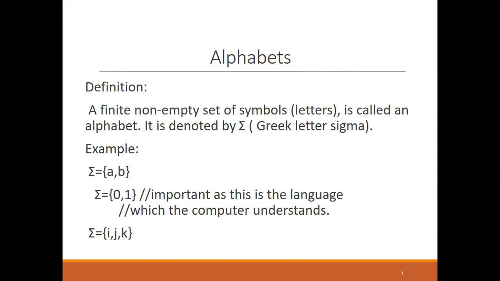The alphabet set will be represented by the capital Greek letter sigma. For example, here sigma equals A and B. It means that this alphabet set has two letters, A and B. The second example, 0 and 1. 0, 1 means two letters, two numbers. 0 and 1 will be included in our alphabet, and the strings generated by this set will be based on zeros and ones. This is important because computers understand the language of zeros and ones. Or for example, you can have an alphabet of three letters I, J, K. This sigma represents the set of the alphabet.